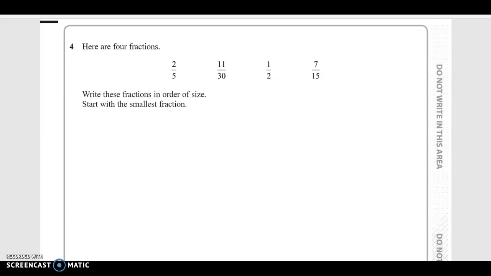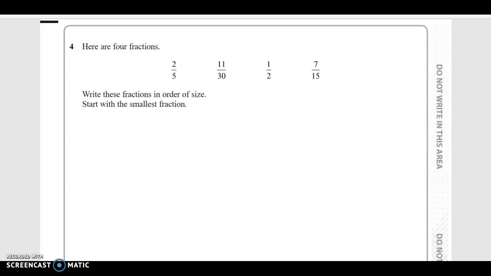We're looking at this calculator question from an exam paper. Question 4. Here are 4 fractions, 2/5, 11/30, a half and 7/15. Write these fractions in order of size. Start with the smallest fraction.